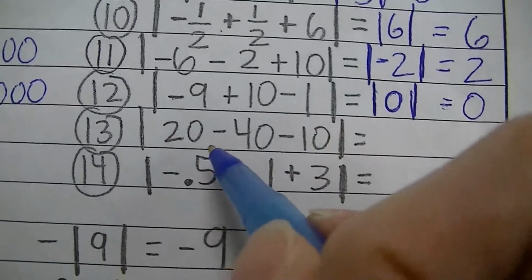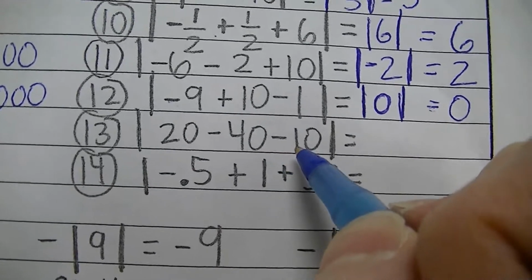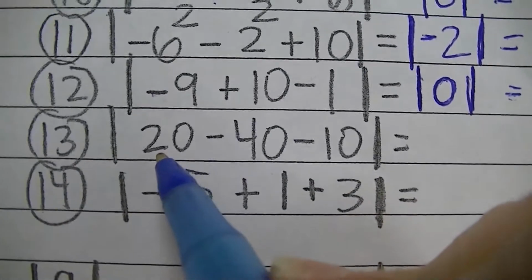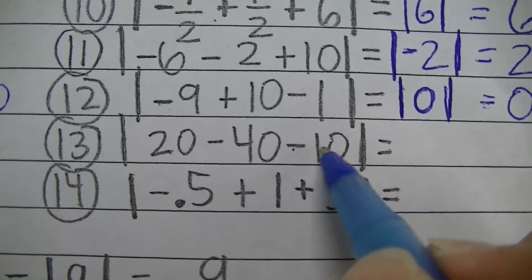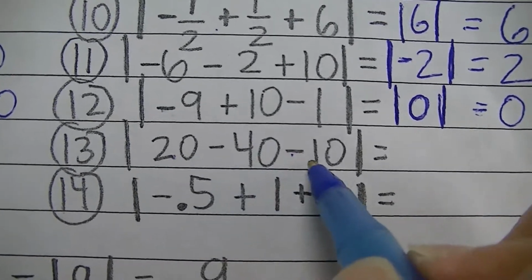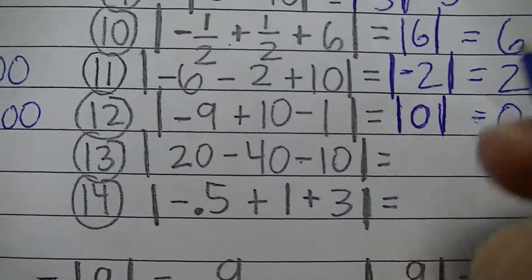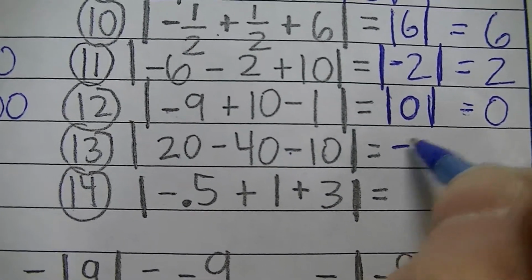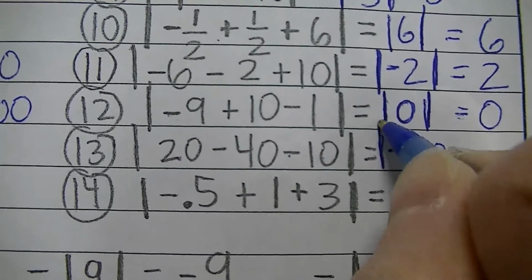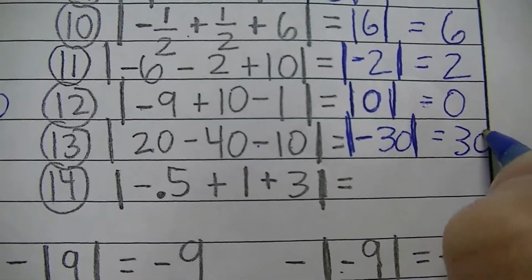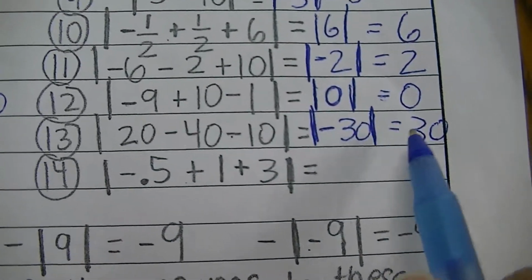Okay, right here I have 20 minus 40 minus 10. I can group this easily for me. I can go 20 minus 10. 20 minus 10 is 10. And then 10 minus 40 is -30. So we're trying to find the absolute value of -30. -30 is 30 units away from 0, so the absolute value of this is 30.